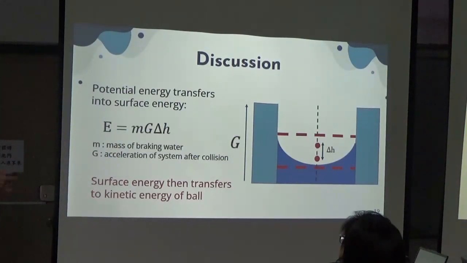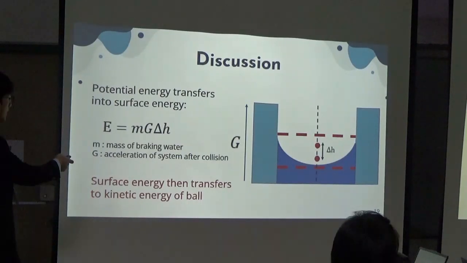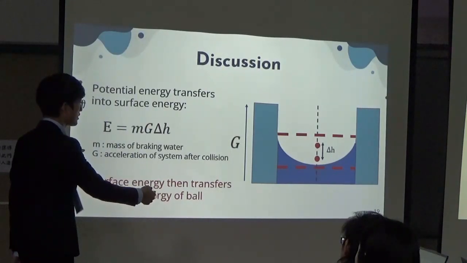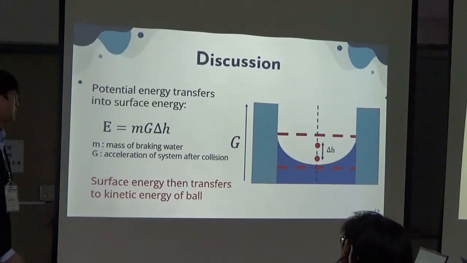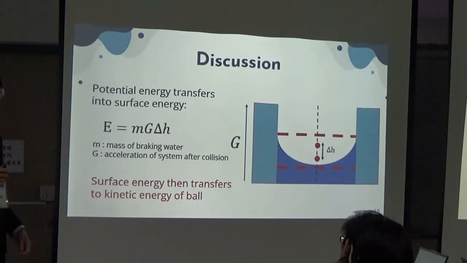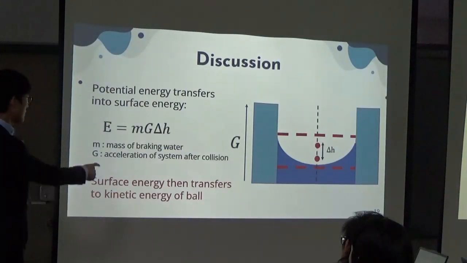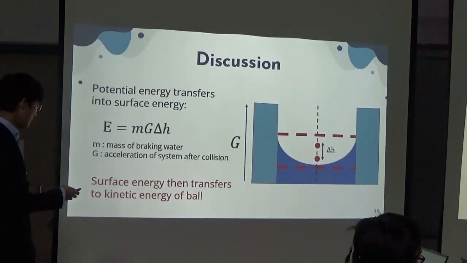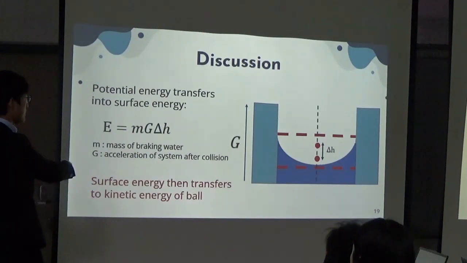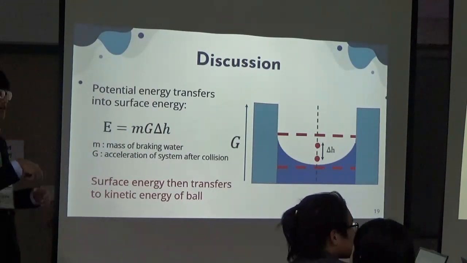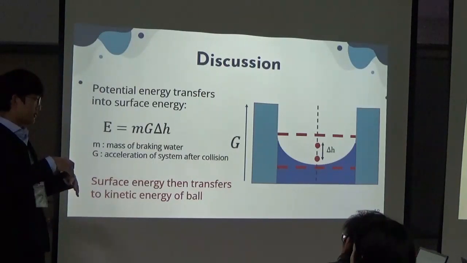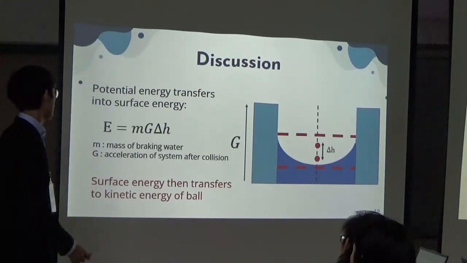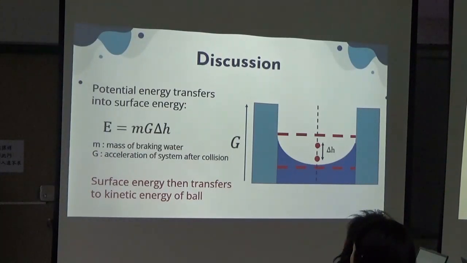The potential energy then transfers into surface energy. Here, M is the mass of the breaking water, which is only the part of the water between the red lines, the part of water that crawls up the wall. And delta H is the displacement of its center of mass. Then, after the container collides with the ground, the surface will fall back, and the breaking water will push back on the ball. And so the surface energy then transfers to the kinetic energy of the ball.